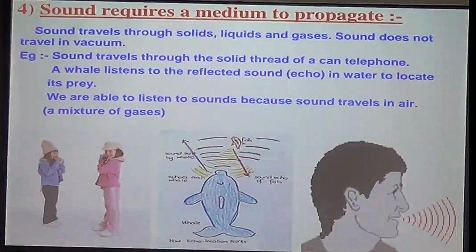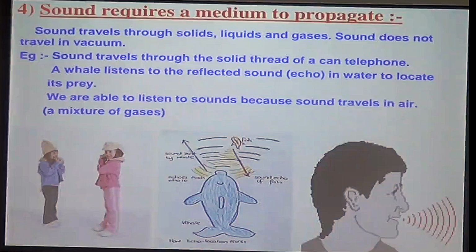It can go through solids, liquids and gases, and it cannot travel in vacuum because, as I've already said, it requires a medium. For example, sound travels through the solid thread of a can telephone. A whale listens to the reflected sound in water to locate its prey. And we are able to listen to sound because sound can also travel in air.